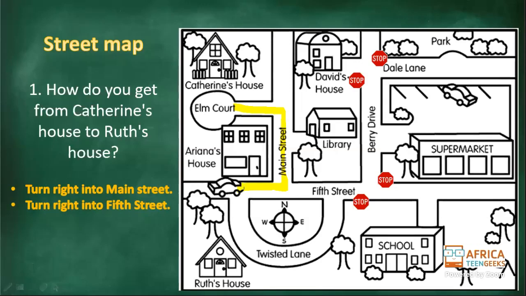Who said this? Dane said go left into Twisted Lane. So we can say turn left, here I turn into Twisted Lane. See, I said turn left at Twisted Lane. And then how can I finish off? Where will Ruth's house be if I'm in Twisted Lane? Will it be on the right side or the left side of the street?